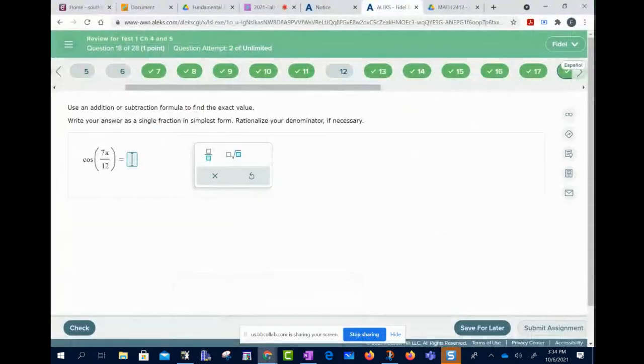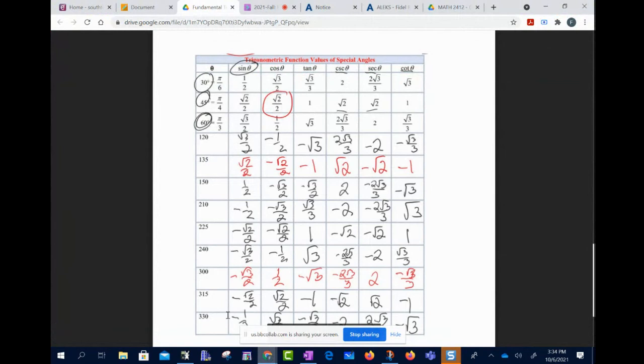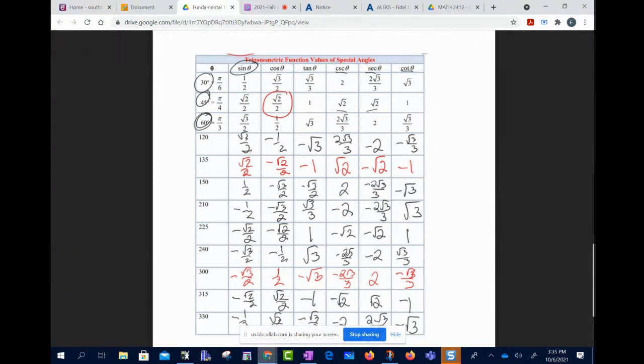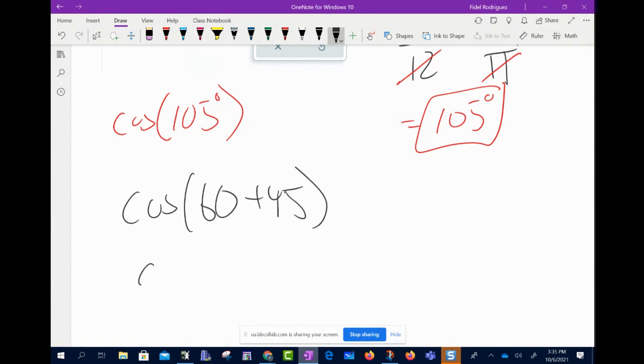So now, if I come back over here and I say, look, we want to get 105. 60 plus 45, right? Could you do it by subtracting? Yeah, couldn't we do 150 minus 45? You could do it like that too, but intuitively, you said 60 plus 45. Stick with that. Stick with what comes naturally to you. You know what I mean? So look, we're going to say cosine of 60 plus 45. And because we just did one like this, y'all, this is going to be my formula.